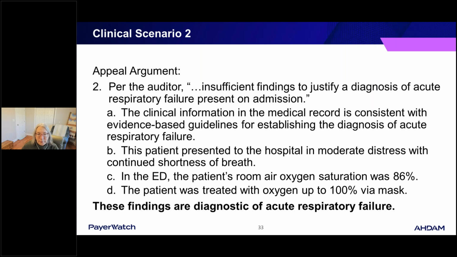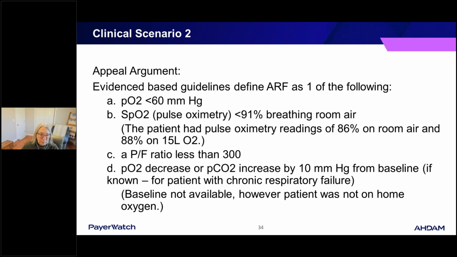They also said that there were insufficient findings to justify the diagnosis on admission, but we explained to them that the information in the medical record is consistent with evidence-based guidelines for establishing that diagnosis. The patient presented to the hospital in moderate distress with shortness of breath. In the ED, his room air oxygen saturation was 86%, and he was treated with oxygen up to 100% via mask. And these findings are diagnostic of acute respiratory failure.